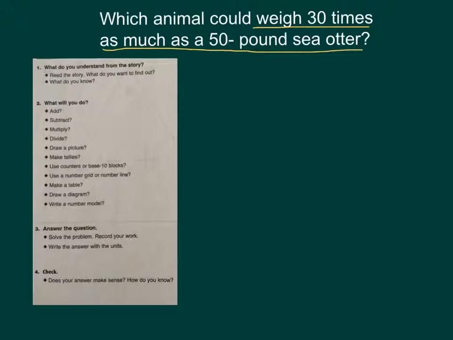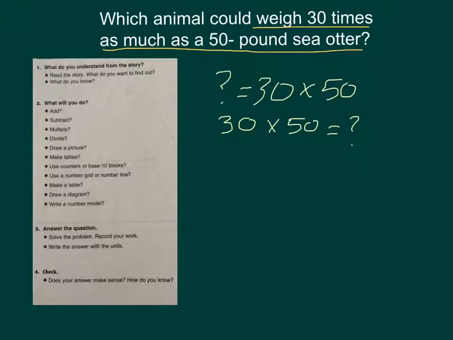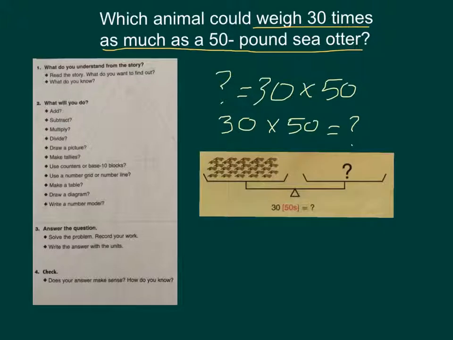On your whiteboards, write the number model for this problem. Pause video here. Great work! You should have a number model that looks something like this. The total weight equals 30 times 50, or 30 times 50 equals that total weight. Think about it this way. We have a scale. On one side, we have 30 seals, each of them weighing 50 pounds. We're trying to figure out what one animal could go on the other side of our scale that will equal the same amount as those 30 seals altogether.